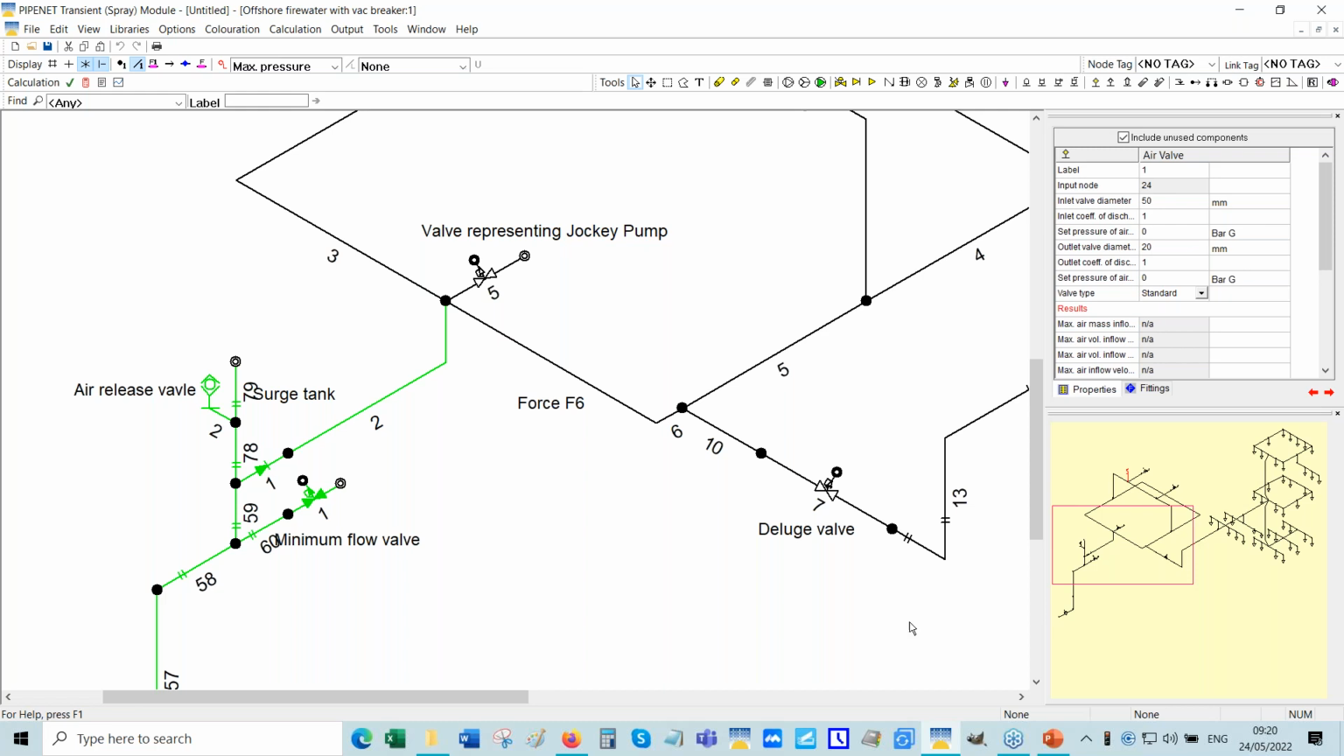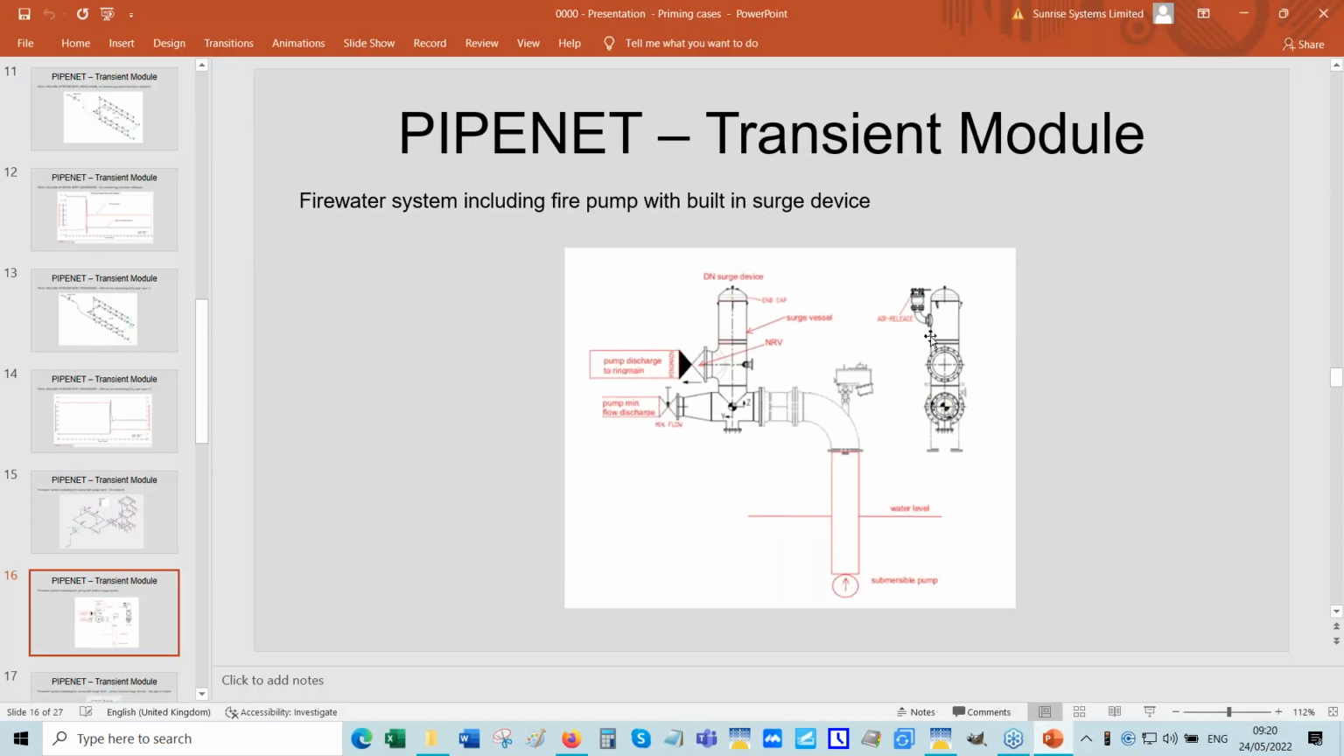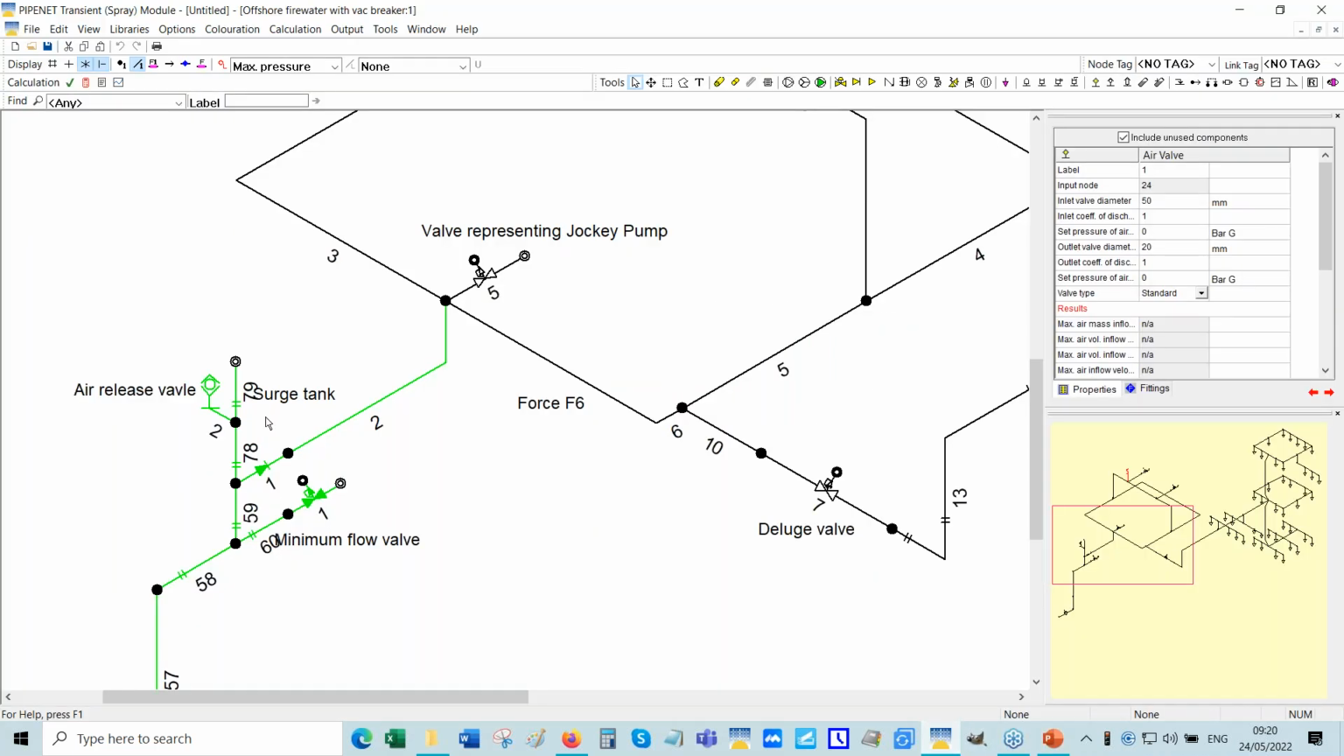See that there's an air release valve. You can see that there is an air release valve here as well, because the last thing we want is for air to go into the fire water ring main. And so there's provision for air to escape. So that's this air valve here. You can see that it can allow air to come in and air to go out.